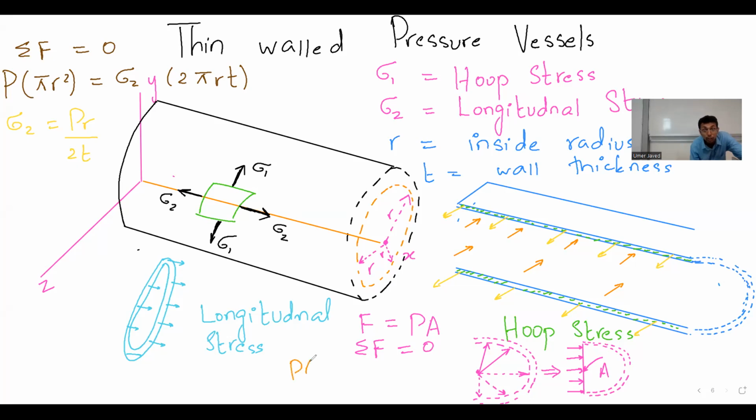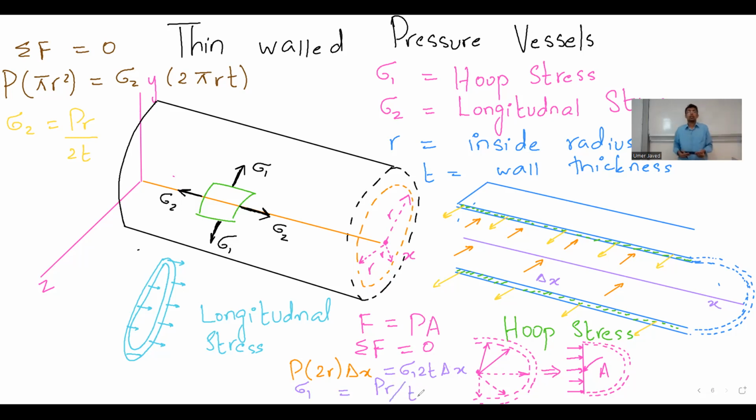So resume the recording. Now that I have shown this one like this, I will say summation of forces equal to 0. So pressure multiplied by 2R multiplied by delta X. What exactly is delta X? Delta X is along this line, a small little differential element. So let's say this is your axis line, and this is my X direction. This is equal to stress 1 into 2T multiplied by delta X. So stress 1 comes out to be P R over T. Okay, so my hoop stress comes out to be P R over T.